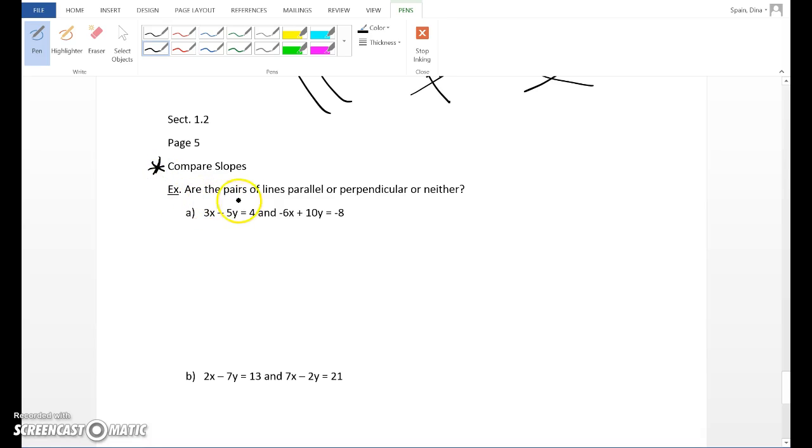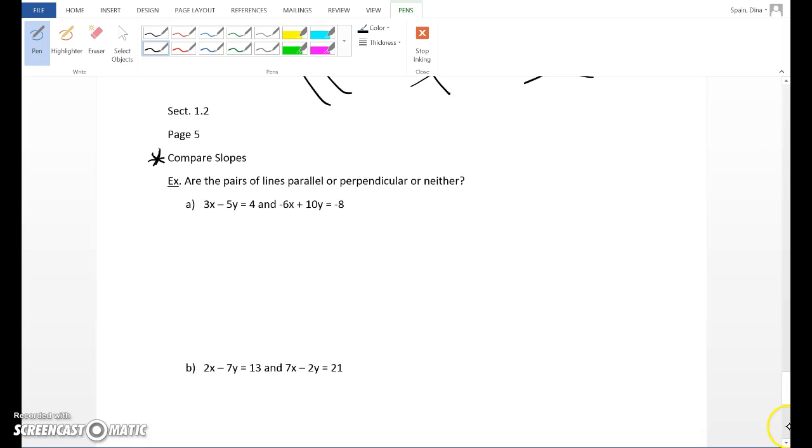So this example says, are the pairs of lines parallel, perpendicular, or neither? They're not going to give it to you in a graph. You'll have to do it algebraically. So what you have to do is compare slopes, which we just set up here. As you can see, these equations are given in general form, so we have to figure out the slopes of these. That means solve them for y.